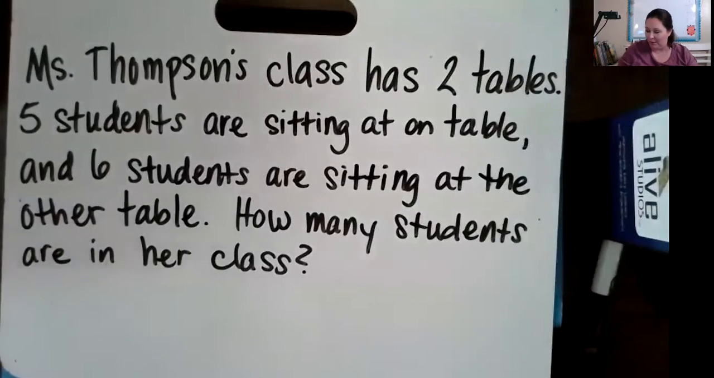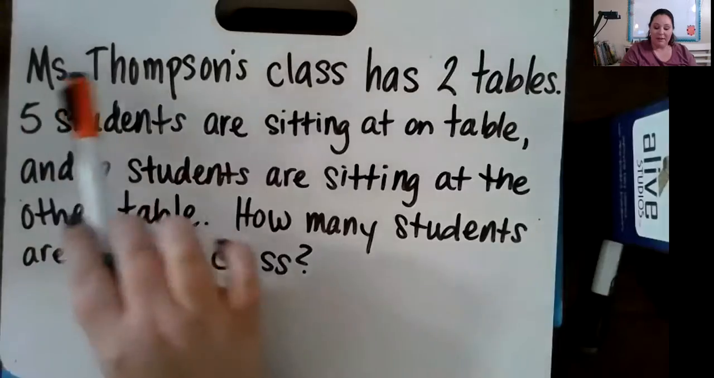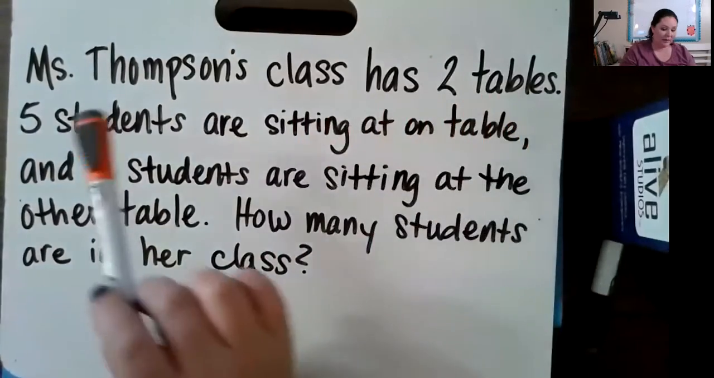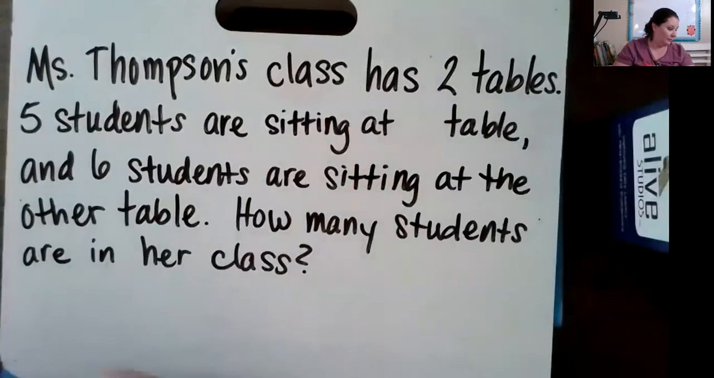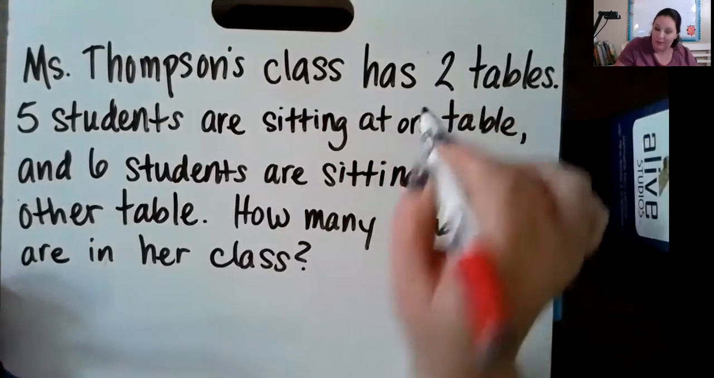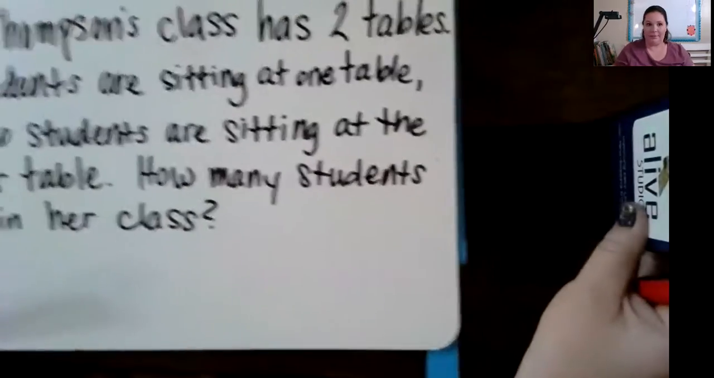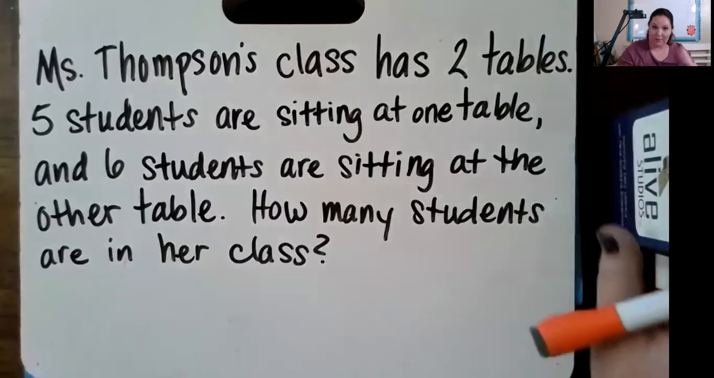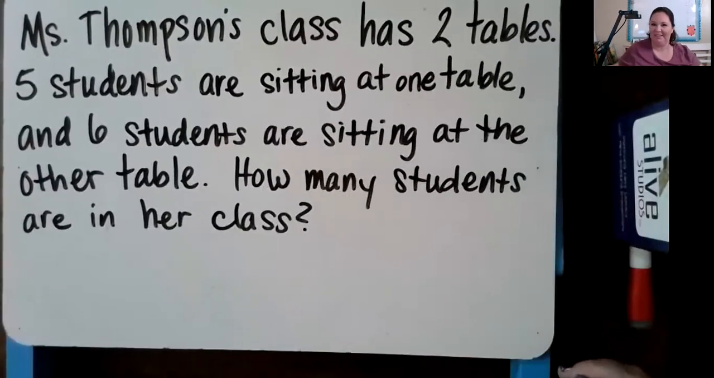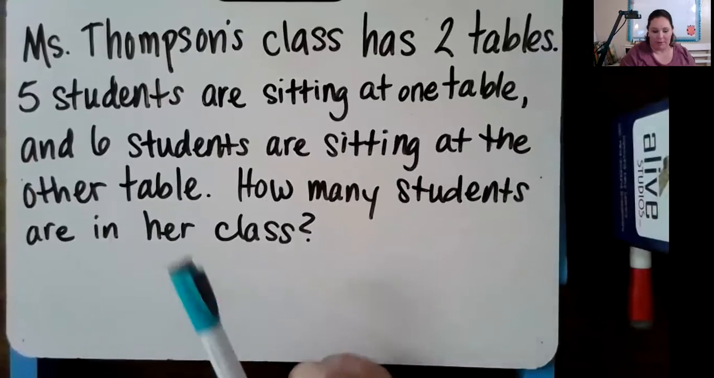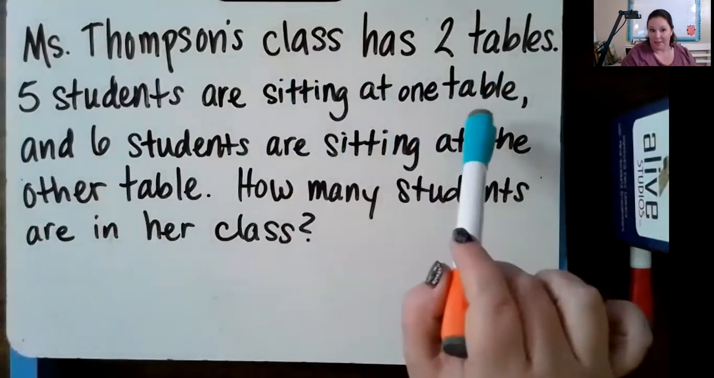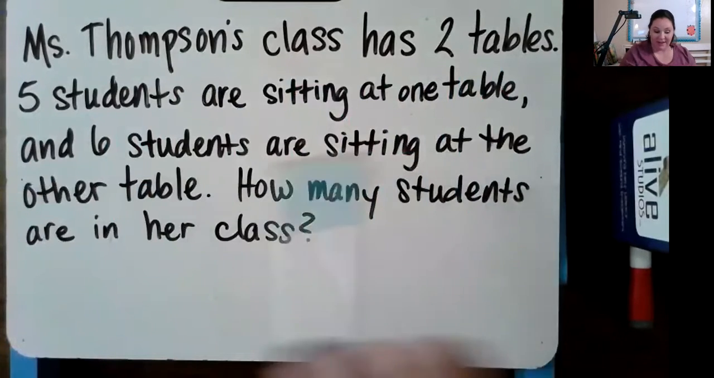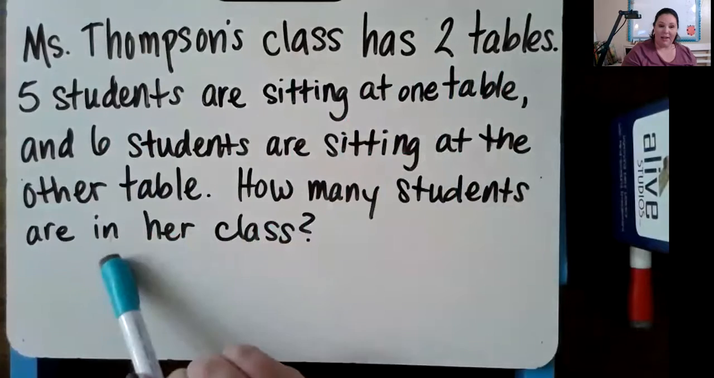So we've been talking about word problems and working with addition. So I have a word problem here. Let's see if you remember how we're going to solve it. Miss Thompson's class has 2 tables. 5 students are sitting at, oh, that should be 1 table. There we go. Okay, let's start this over again now that I've spelled all the words correctly. Miss Thompson's class has 2 tables. 5 students are sitting at 1 table and 6 students are sitting at the other table. How many students are in her class?